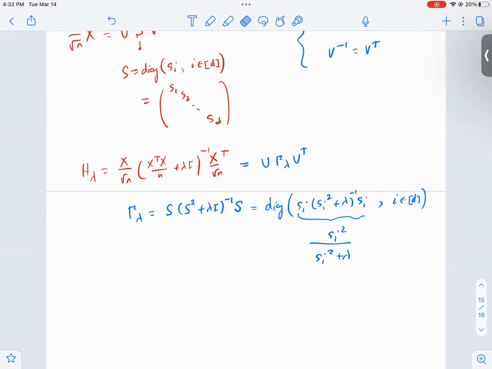And in fact, that gamma lambda U transpose, because U has orthonormal columns, is the eigenvalue decomposition of H as well. So you can read off the eigenvalues: these entries of gamma are the non-zero eigenvalues, and the U's are the eigenvectors. So what this means is s_1 squared divided by s_1 squared plus lambda, up to s_d squared divided by s_d squared plus lambda.